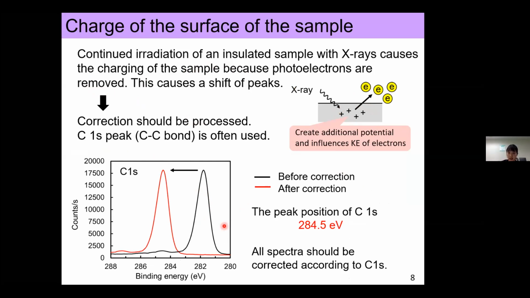Here, the black line shows the carbon 1s spectrum before correction. The position of the carbon 1s peak is shifted to 284.5 electron volts, which was reported as the reference value. Then, according to this shift, all spectra should be corrected.